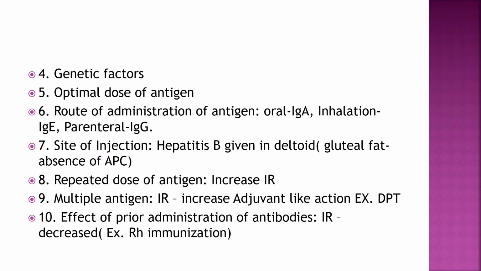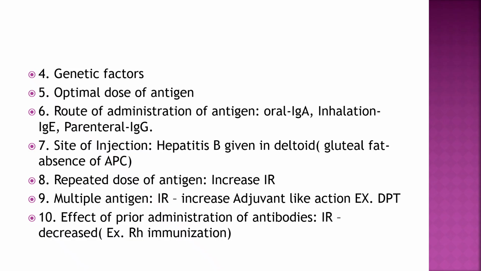Then genetic factors. Then next is the optimal dose of antigen. Then next is the route of administration of antigen. If you give antigen orally, then there is production of IgA antibody. In inhalation, usually there is production of IgE antibody, and parenteral, that is intramuscular or IV, gives production of IgG antibody. Then site of injection. Hepatitis B injection should be given in the deltoid region because in the gluteal region there is fat, and antigen processing cells are absent in that. So site of injection is an important factor.